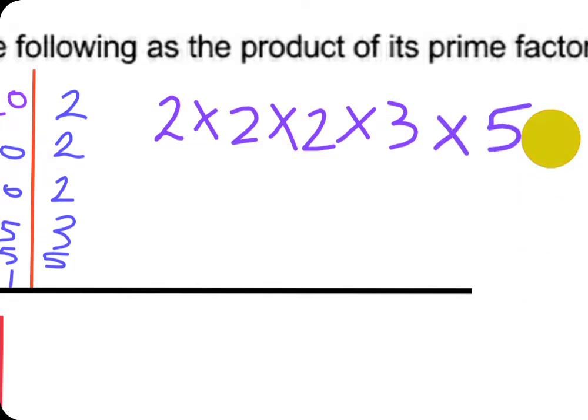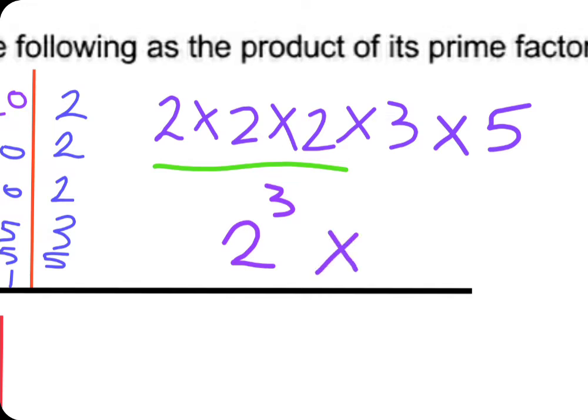Now, if you have numbers like these, you can write them as a single power. They're going to be 2 power of 3, because they're 3. And then multiplied by 3, multiplied by 5. So like this, we wrote 120 as a product of its prime factors. And this is how you answer this question.